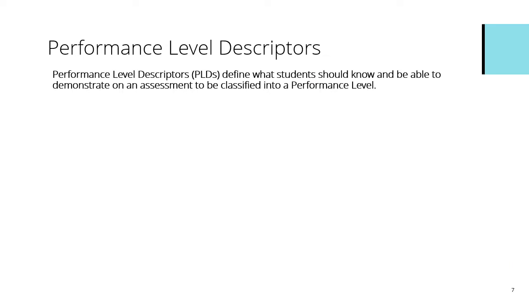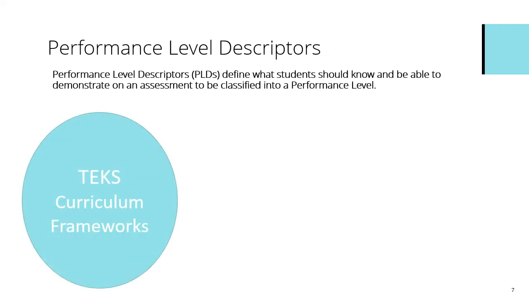The way that we determine which students are classified into each performance level for a specific assessment is through performance level descriptors. The performance level descriptors, or PLDs, define what students should know and be able to demonstrate on an assessment to be classified into each performance level. For the STAAR Alternate 2 assessment, the TEKS curriculum frameworks define what students should learn and be able to demonstrate on the STAAR Alternate 2 test.